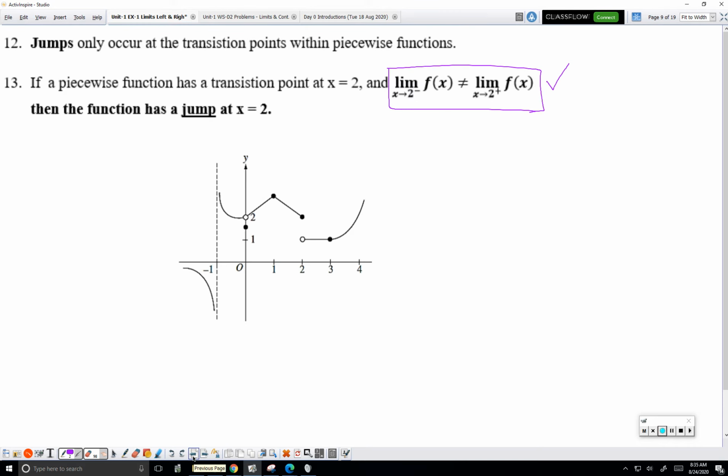Okay, so that's a jump. You need to have that memorized. Left and right limits don't match, that's a jump. Jumps only occur in piecewise.